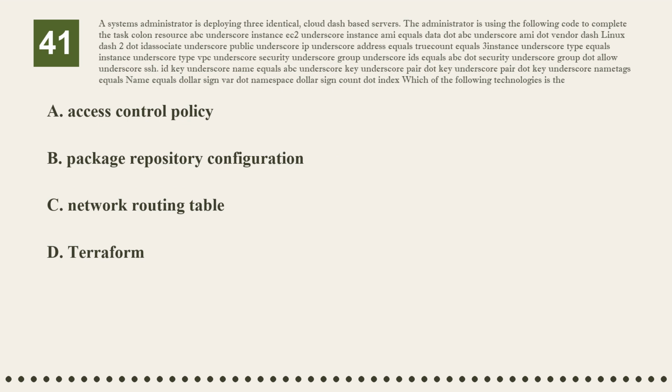vpc_security_group_ids equals abc.security_group.allow_ssh.id, key_name equals abc_pair.key_pair.key_name, tags equals name equals $var.namespace $count.index. Which of the following technologies is this? Option A, access control policy. Option B, package repository configuration. Option C, network routing table. Option D, Terraform.